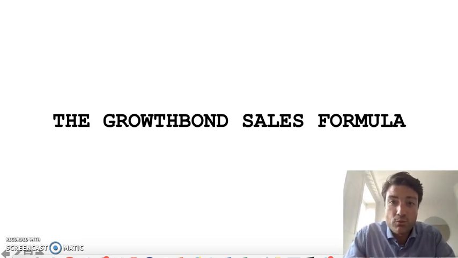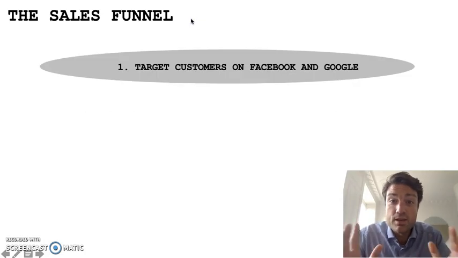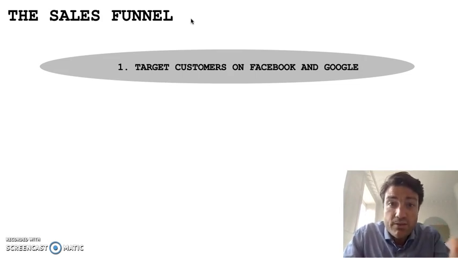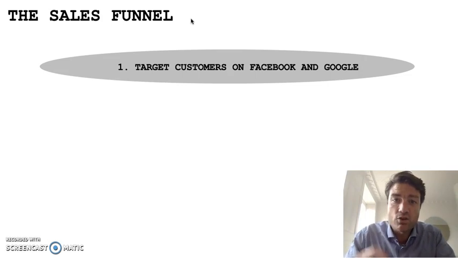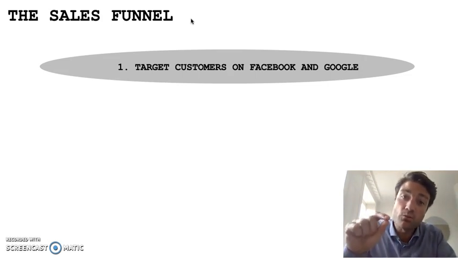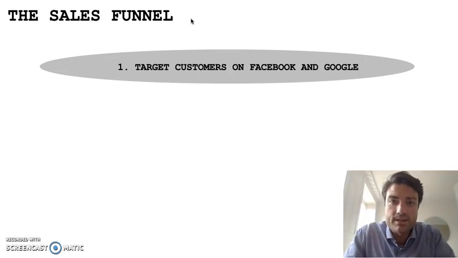So the first thing we focus on here in GrowthBond is the overall sales funnel. The first thing you need to focus on is to target your customers on Facebook or Google. The wonder of Facebook is that you're able to target the specific customers that you want very specifically. That being in terms of geography, in terms of their interests, in terms of their search results, in terms of what pages they're visiting. So that's the first step.